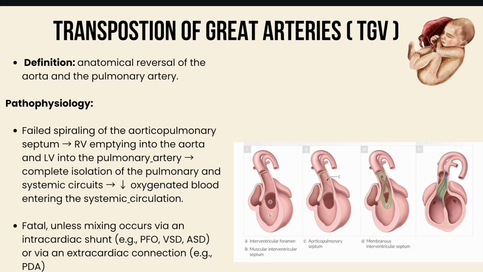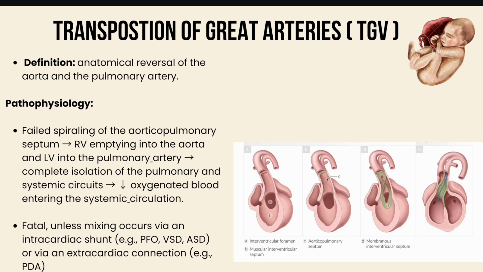However, what happens in the transposition of great arteries is that these 2 vessels are going to switch, and it's basically due to the failure of the spiraling of the aortopulmonary septum, which is the septum right here, which is supposed to allocate at the end the pulmonary artery into the right ventricle and the aorta to the left ventricle. However, during failing of the spiral, the aorta is going to end up with the right ventricle, and the pulmonary artery is going to end up with the left ventricle.